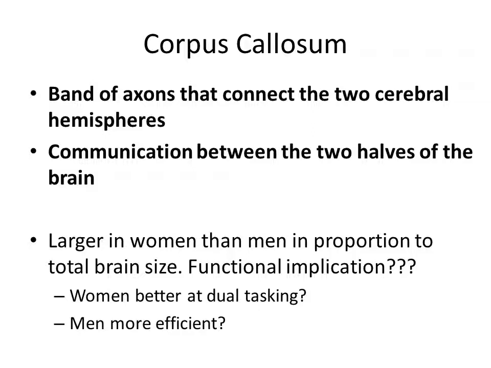The corpus callosum appears to be larger in women than in men relative to their brain size, but we don't know if this has any functional implication at all. Some will say that this allows women to be better at dual tasking because the two hemispheres can talk to each other more. Others say men are better able to have their hemispheres talk to each other. They're more efficient, so they don't need as many commissural fibers. The argument goes on, and I cannot tell you the answer, why women might have larger corpus callosum relative to their brain size than men.